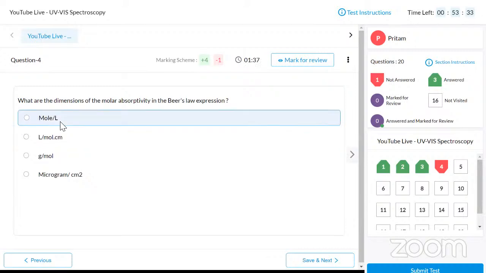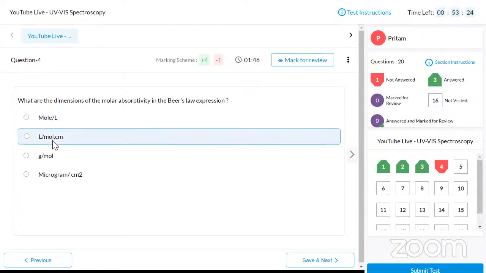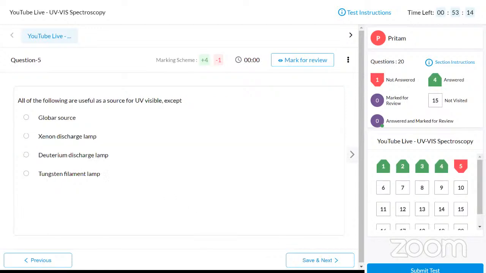So length, that is basically the path length, is also important. It is not moles per liter because Beer's law cannot eliminate the path length. So option A is also eliminated. Our only possible option, which is the answer, is option B, which is liter per mole into centimeter. So let us move on to the next question.